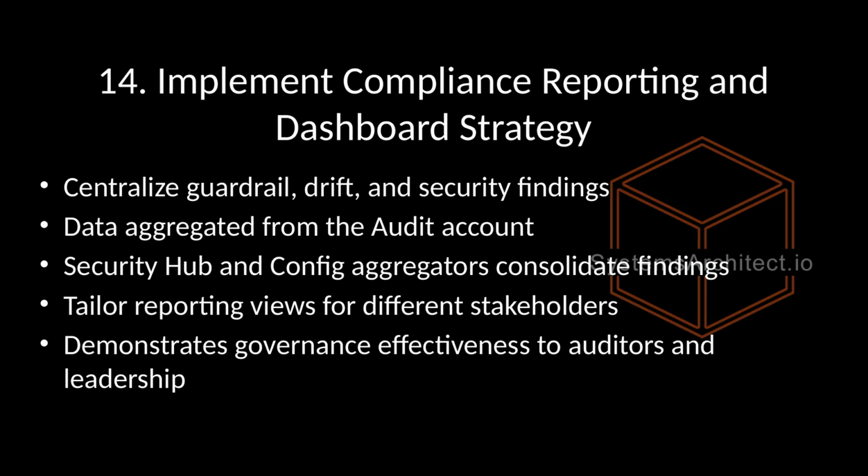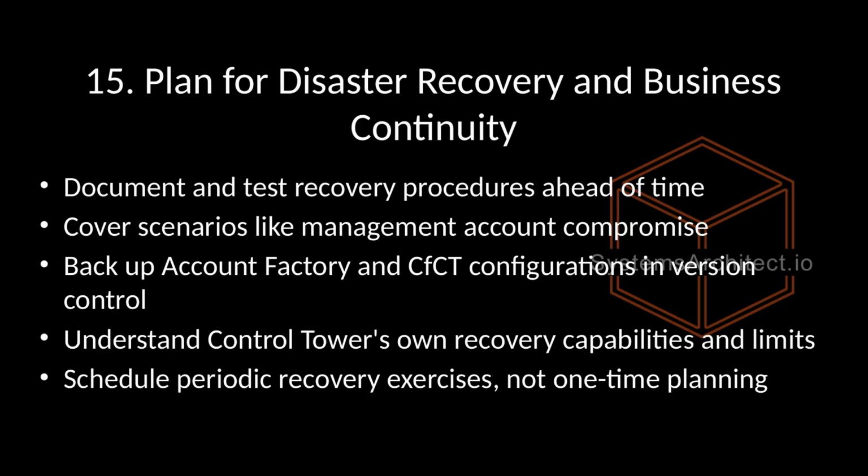14. Implement compliance reporting and dashboard strategy. Guardrails and drift detection generate a lot of valuable data, but it only helps if you can see it in one place. Centralized compliance dashboards pull together guardrail status, drift results, and security findings, typically aggregated in the audit account. AWS Security Hub and AWS Config aggregators do much of the heavy lifting here. Regular compliance reporting demonstrates to auditors and leadership that your governance is actually working.